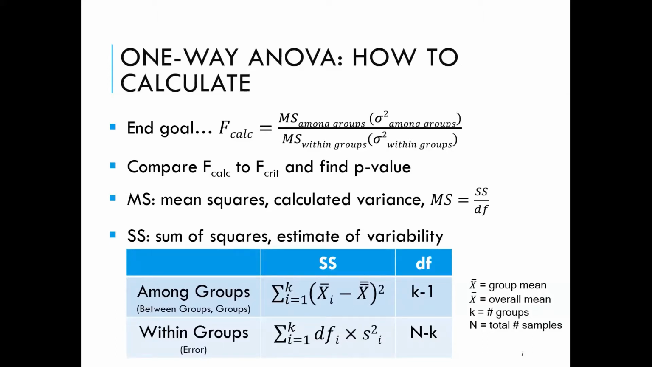This mean squares value, MS, is the calculated variance of that data set, and it's calculated by dividing the sum of squares by the degrees of freedom. The sum of squares estimates variability, and we have two formulas here: the sum of squares for among the groups and the sum of squares for within the groups. The within groups is considered the error or noise, and the among groups is considered the signal. These formulas are useful for calculating the ANOVA by hand, but we will not be using them in lab because we have Excel and R to do these calculations for us.